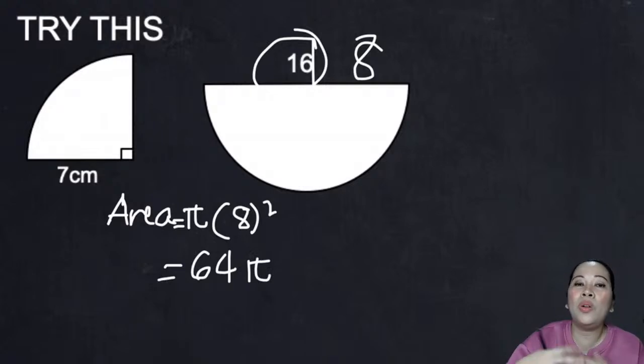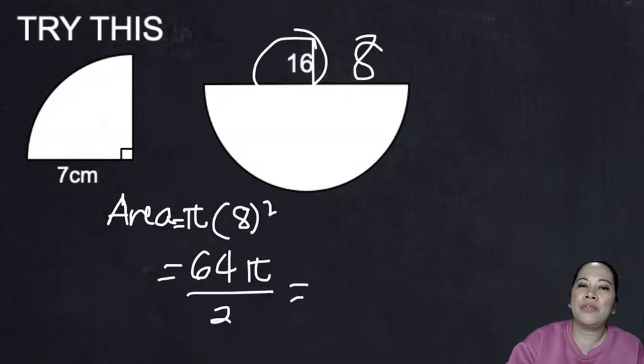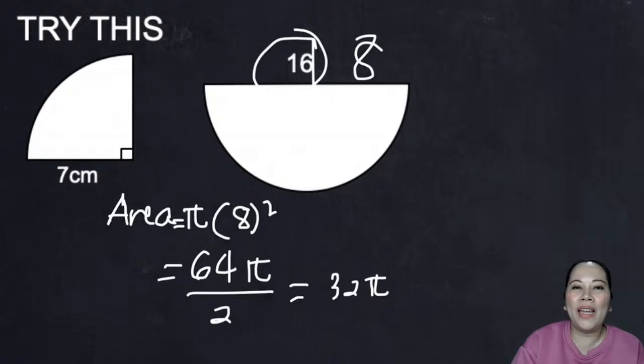The area of the whole circle is 64 pi, but since we are only given half of it, we divide it by 2. 64 divided by 2 will be 32. Yes, 32 pi. So that will be the area of your semicircle.